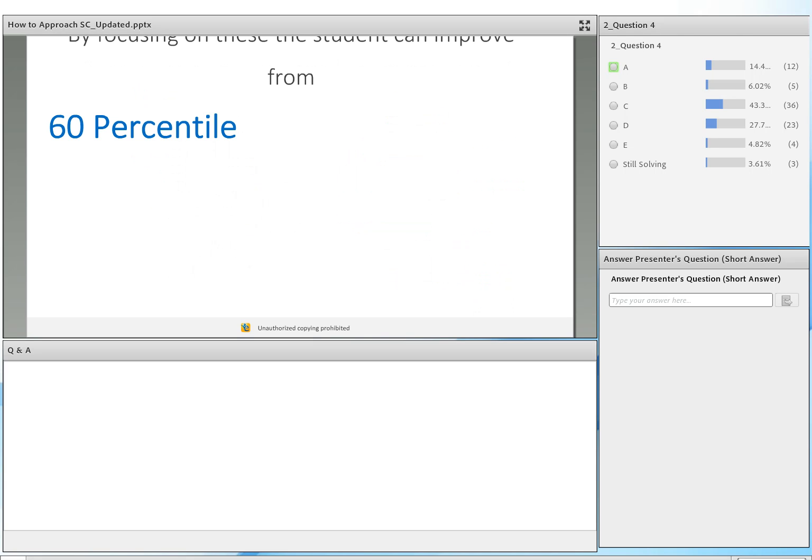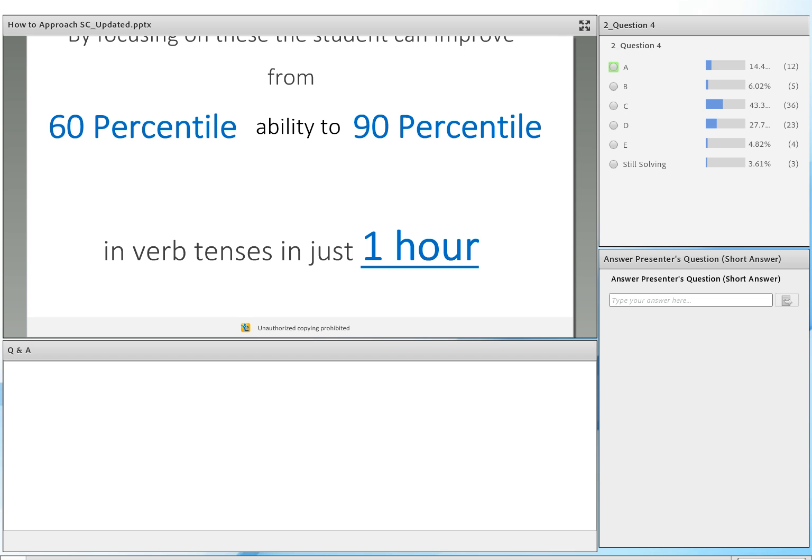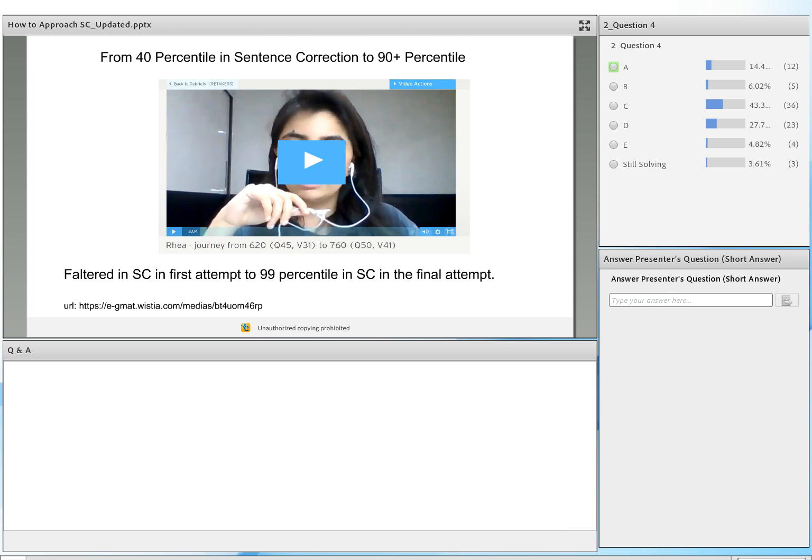Even before the person completed the whole essay course, just after completing the verbs module, the person knew that, oh, I have to do better here. So now, by just spending an hour or so, this student can go from 60 percentile ability to 90 percentile ability in verb tenses in just less than an hour. Okay, that's the beauty of having the right kind of data on the right kind of content. Now let's take a look at another story.